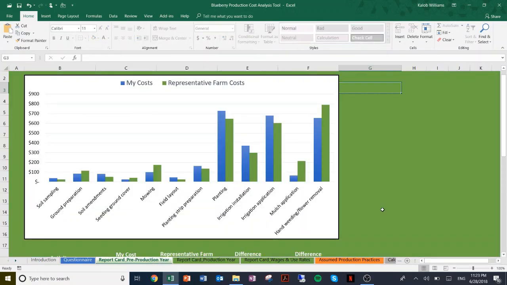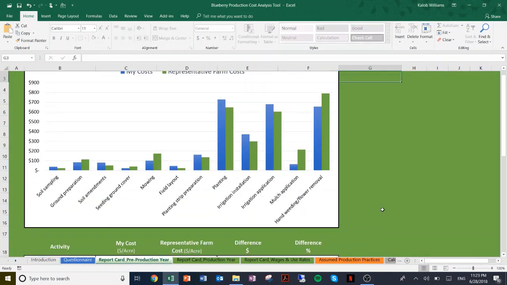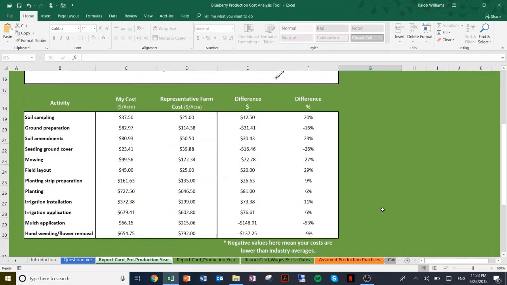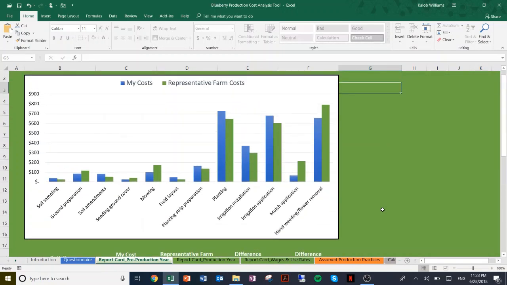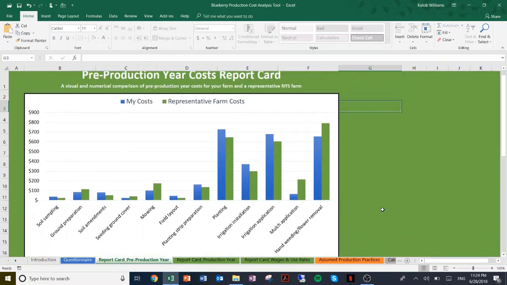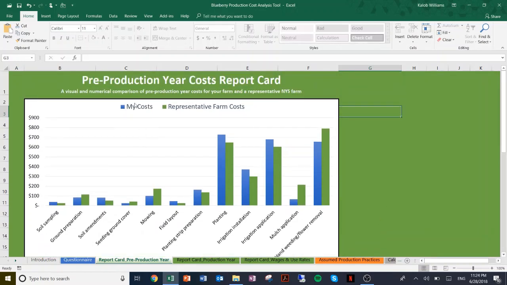In each of these report cards, you'll see that there are 2 sections. There's a graphical section and there is a numeric section. They provide the exact same information, but one's more visual than the other. So let's go through this first section here. I see that my costs are indicated by the blue bars and the representative farm costs are indicated by the green bars, for each of these different operations that you answered questions about in the blue questionnaire tab. So soil sampling, ground preparation, soil amendments, seeding the ground cover, and so on and so forth.